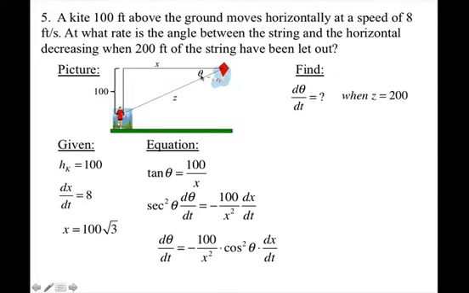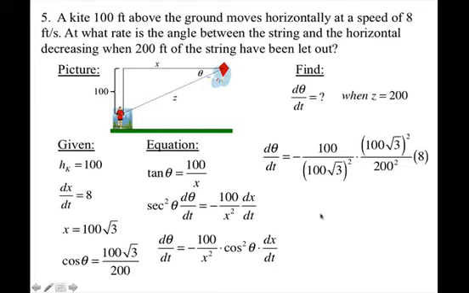Now to figure out theta, you don't actually need to calculate theta. What you really need is cosine theta. Well, we can figure out cosine theta because we have the adjacent side, which is 100 root 3, and we have the hypotenuse, which is 200. So we can let cosine equal the adjacent side over the hypotenuse, so that I can plug in this for cosine theta rather than just plugging in a value for theta.